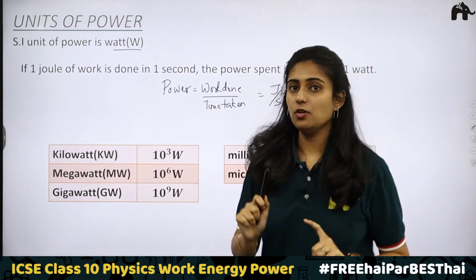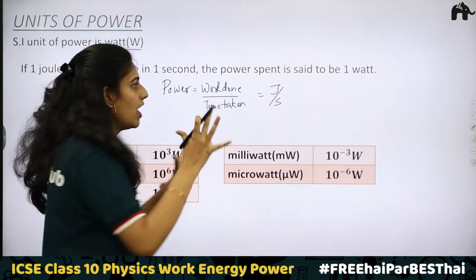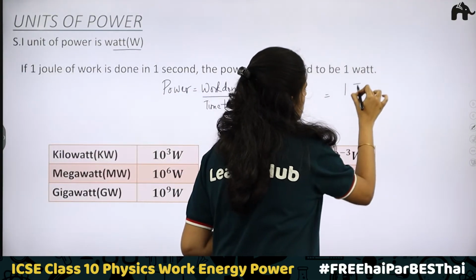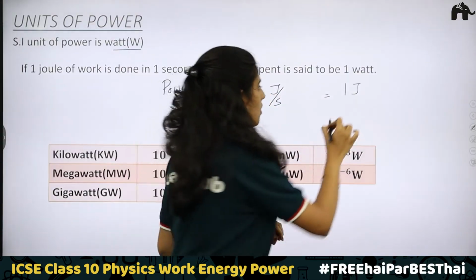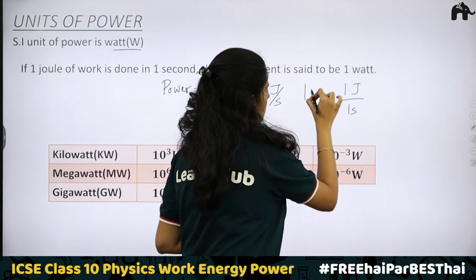Now, when do we say the power is 1 watt? When do we get 1 watt power? 1 watt power is when 1 joule of work is done in 1 second. Okay, 1 by 1 we get 1. Therefore, 1 watt.